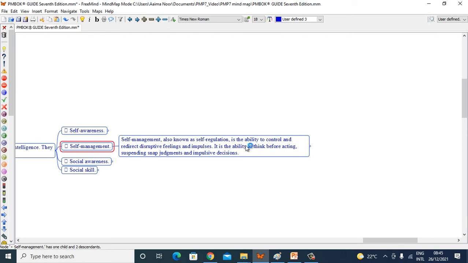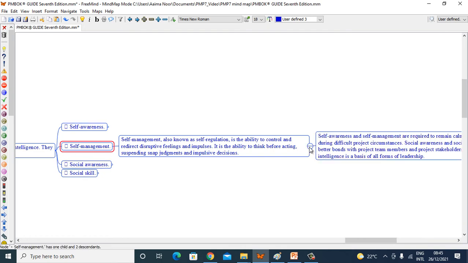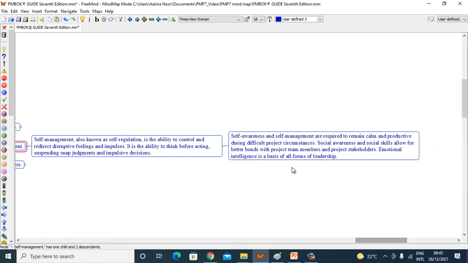Self-management, also known as self-regulation, is the ability to control and redirect disruptive feelings and impulses. It is the ability to think before acting, suspending snap judgments and impulsive decisions. Self-awareness and self-management are required to remain calm and productive during difficult project circumstances. Social awareness and social skills allow for better bonds with project team members and project stakeholders. Emotional intelligence is a basis of all forms of leadership.